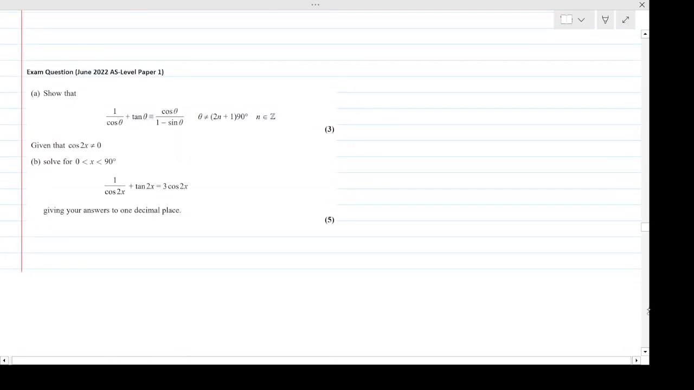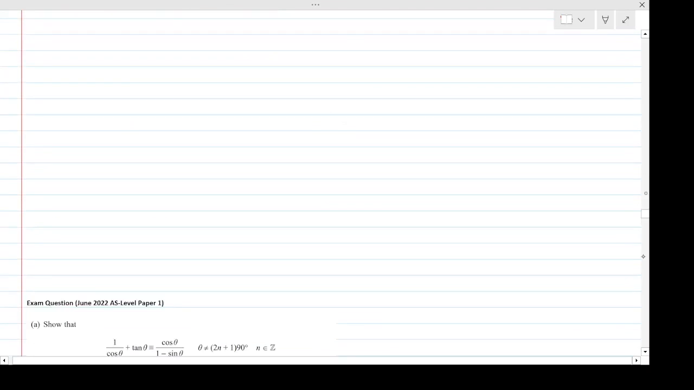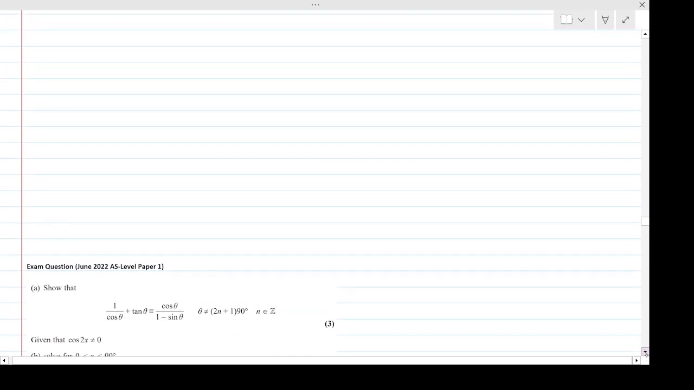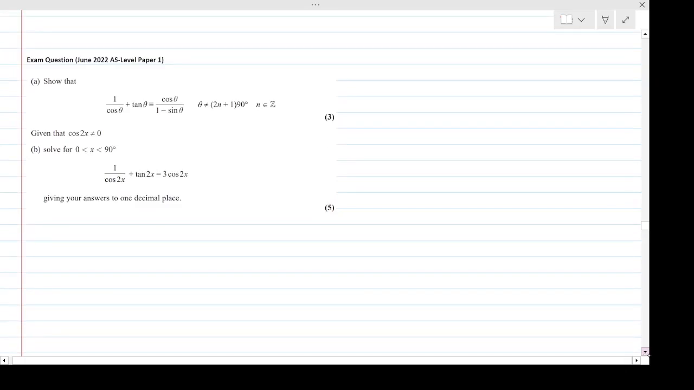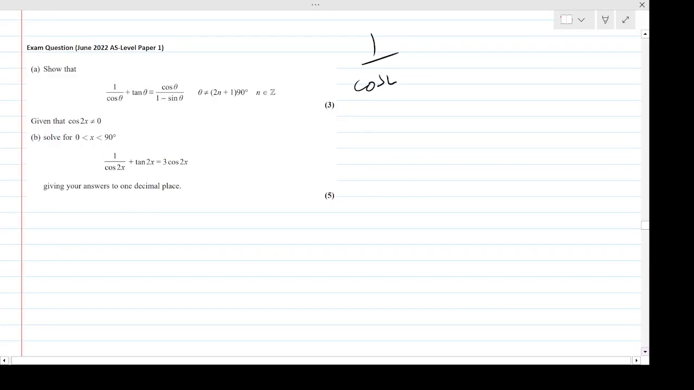Okay. Let's have a look at this question then. Okay, so we firstly need to show that 1 over cos theta add tan theta is identical to cos theta over 1 minus sine theta. So we need to prove an identity. Now actually, we did this exact question when we did the identities in chapter 10.3. So I did do it already, so I'll do it quite quickly now.